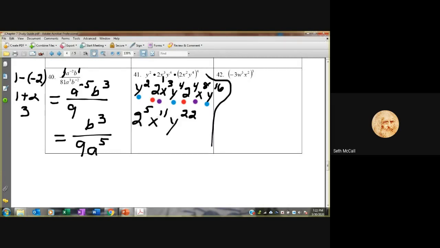All right, last one. Nothing to simplify on the inside. The 3 on the outside needs to distribute to everything. So we're going to have negative 3 to the third. Then we're going to have w. Now notice the w is to the fifth power, and then it's also being taken to the third. So you multiply, so it's w to the 15th. And then you have x squared, and that's going to multiply, so that's going to become x to the sixth. And that is actually the final answer. There's nothing else to do there.